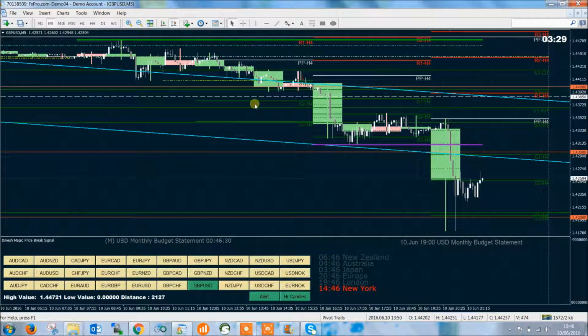So that is the use of the 1 hour candles. Now let's see the next parameter.